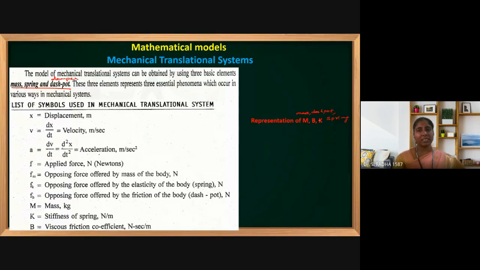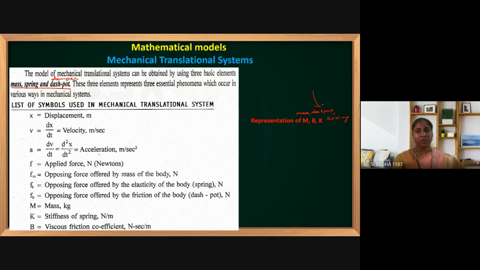Whether elasticity is there or not in any machine system, we will still use a spring which will represent the small minute elasticity if at all present in the system. So any system, it is using three different types of components: mass, dashpot, and spring.